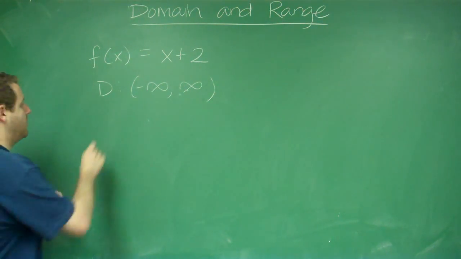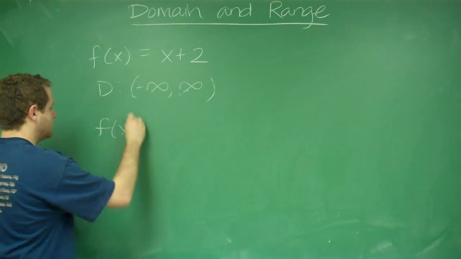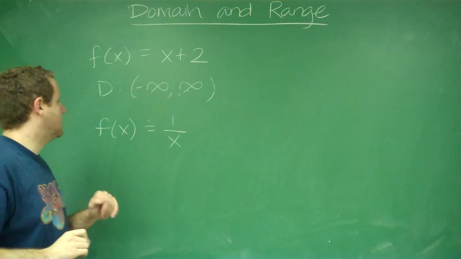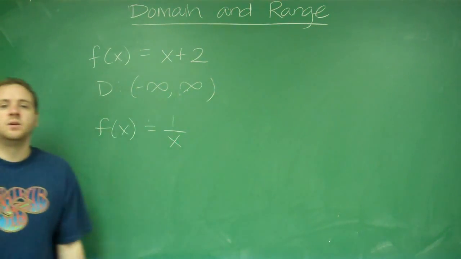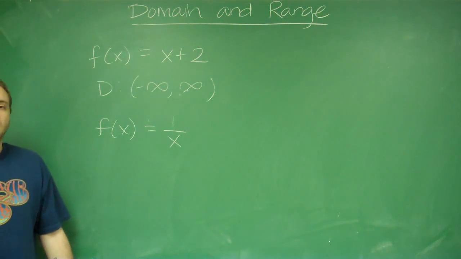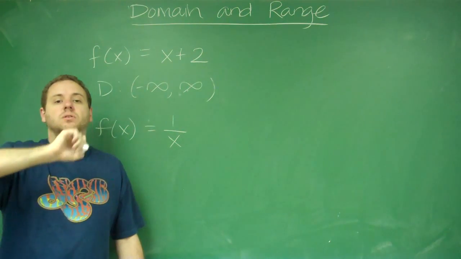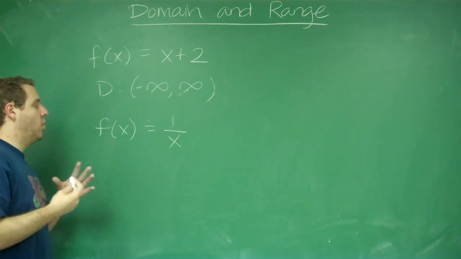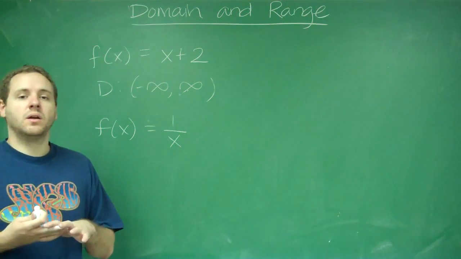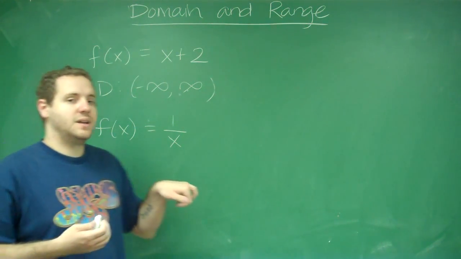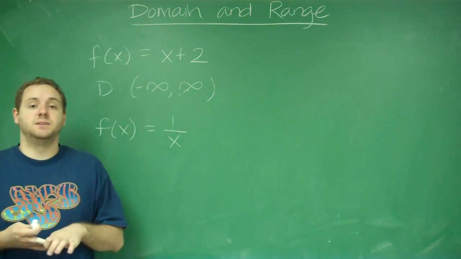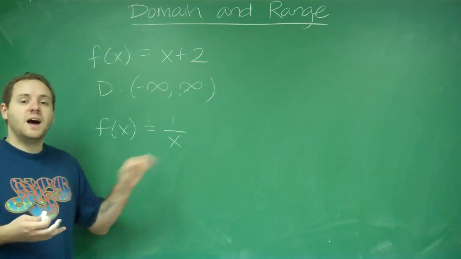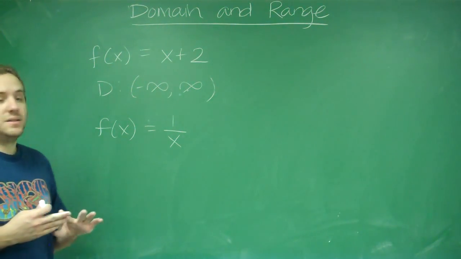But let's think about if we had a function like this. f of x equals 1 over x. 1 over x, it looks like a reciprocal graph. That's one of your parent functions. But let's think about what could we not plug in here. You can see that you have an x in the denominator and you can never divide by 0. So x being 0 is something that does not give you an answer. You can't have that in the function.